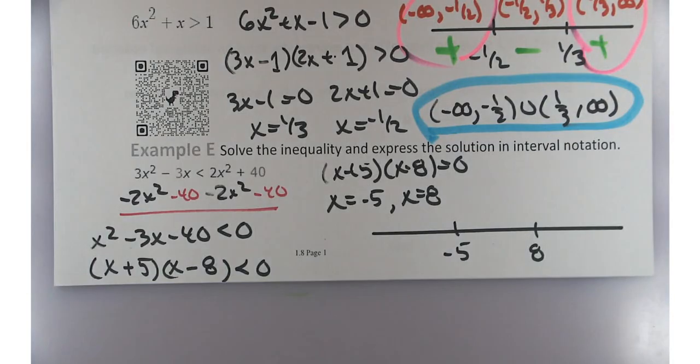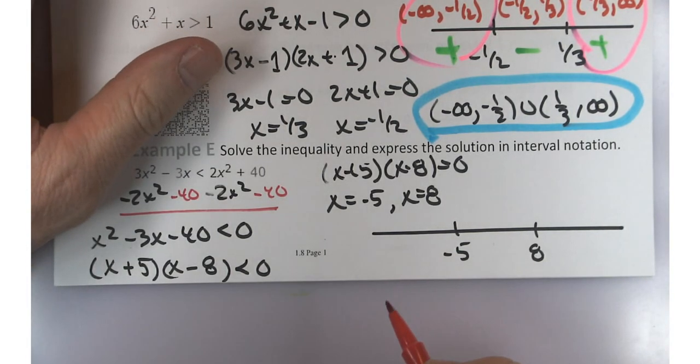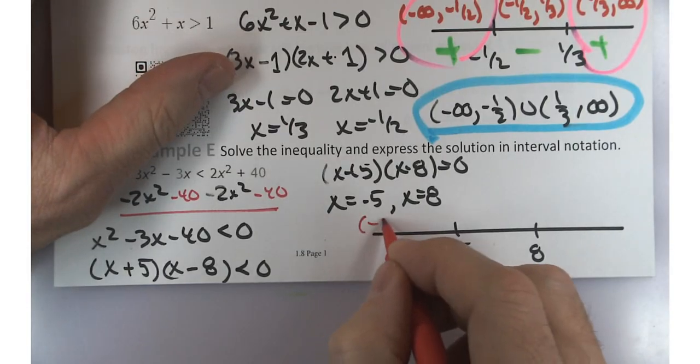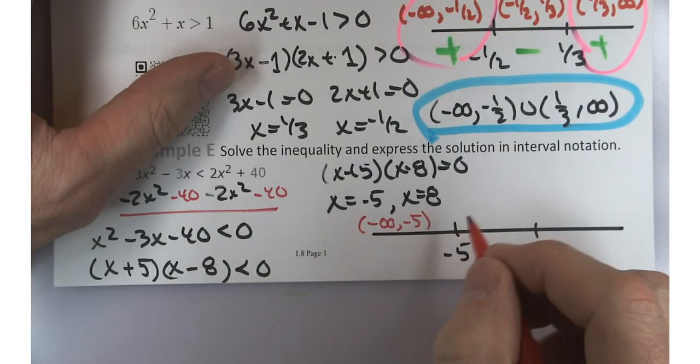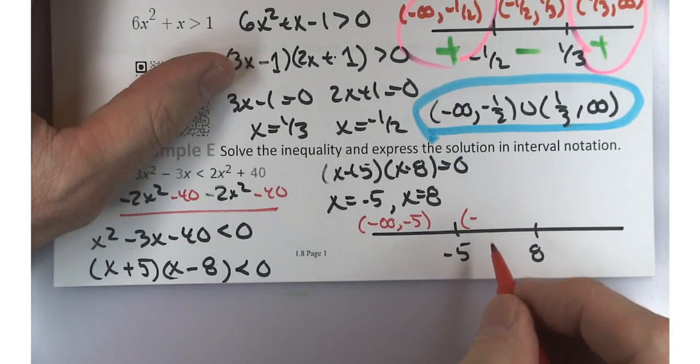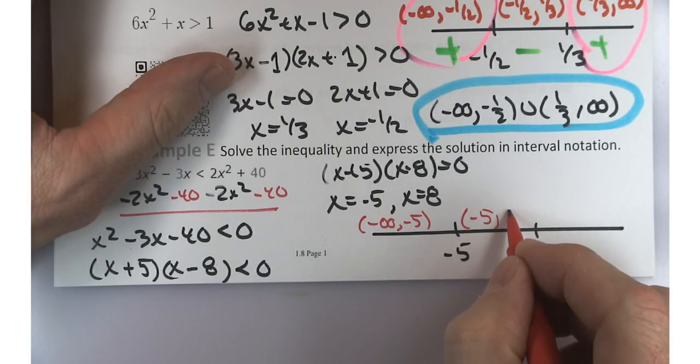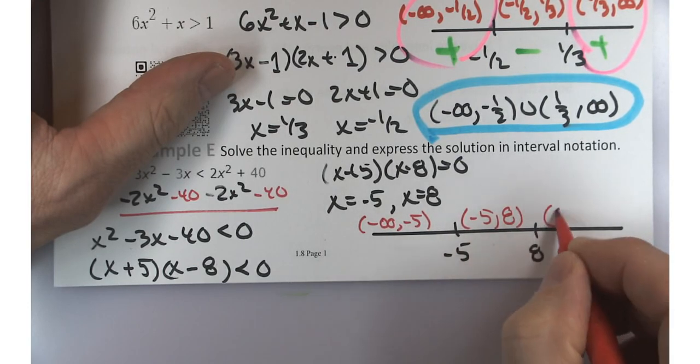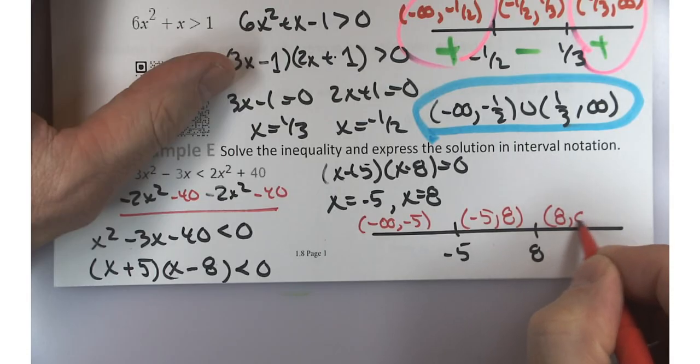Before we go any farther, let's label some intervals. So, Brooks, what will be the intervals for this one, please? -infinity to -5. Good. Keep going. -5 to +8. Mm-hmm. And +8 to infinity. Nice.